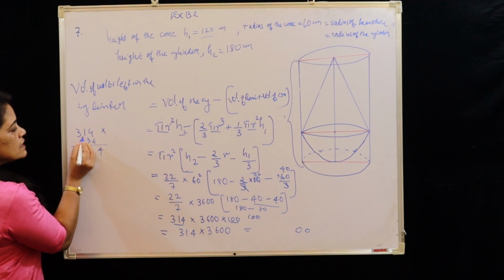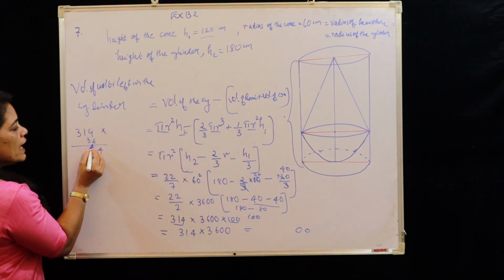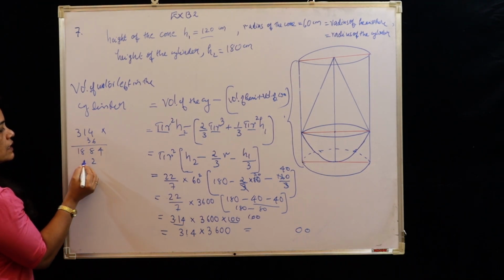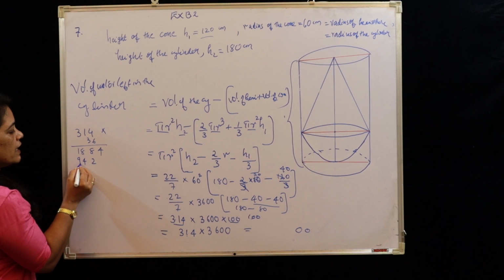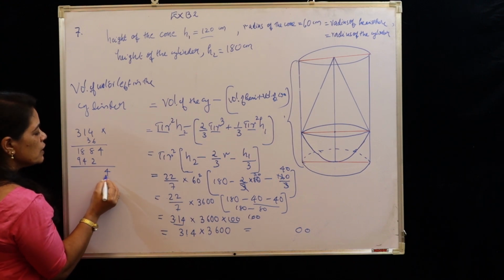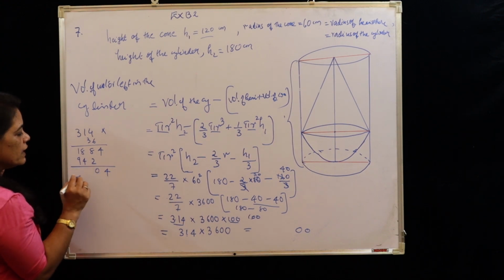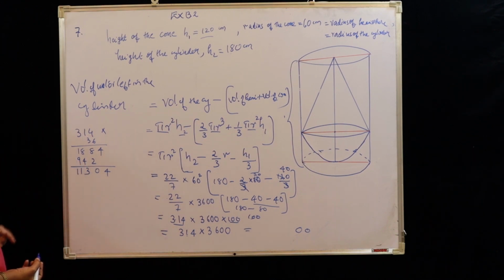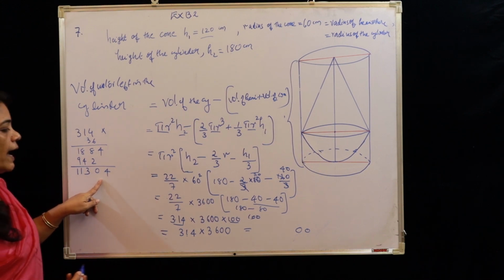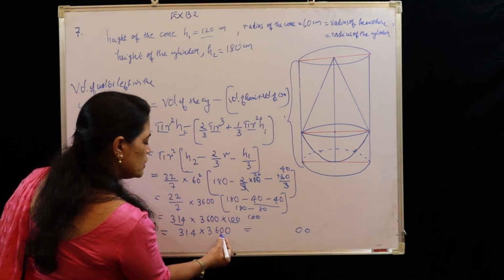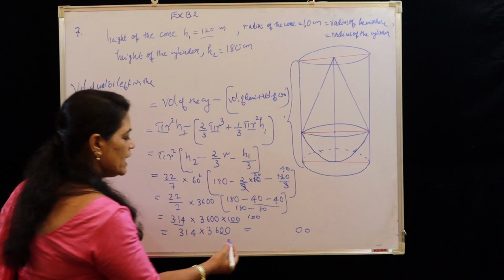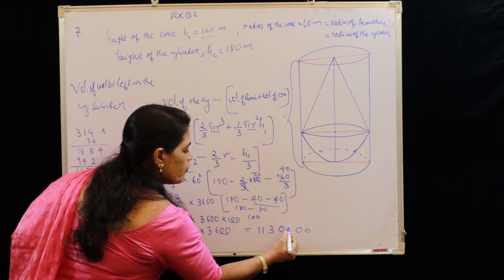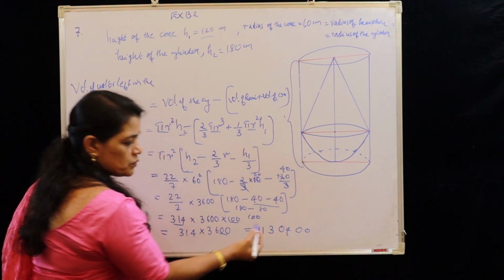6 fours are 24, 2 carries, 6 ones are 6 plus 2, 8, and 6 threes are 18. 3 fours are 12, 1 carry, 3 ones are 3 plus 1, 4, and 3 threes are 9. Okay, so 4, 8 plus 2, 0, 10, 1 carry, then 13, 1 carry, then 11. Okay, 9 plus 1, 10 plus 1, 11. So, and here we have 2 0 for this 2 0, that is 11304 and 2 0 for this 2 0.